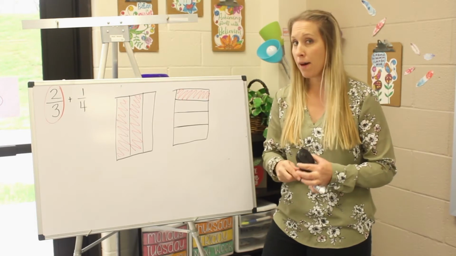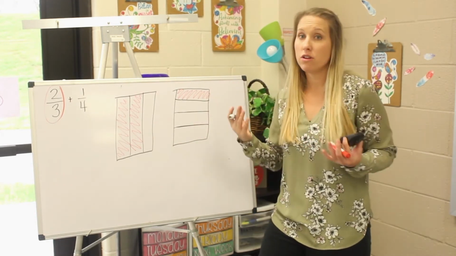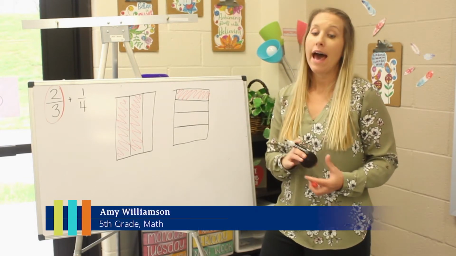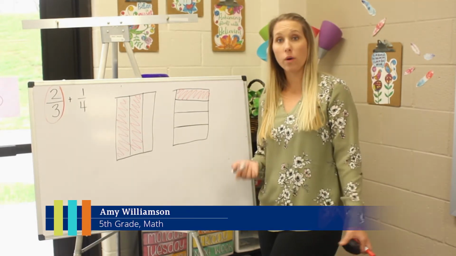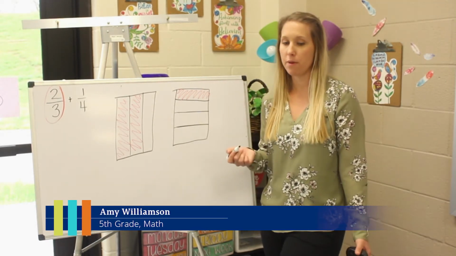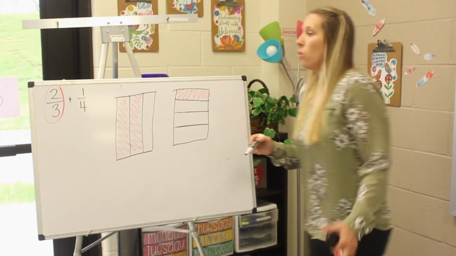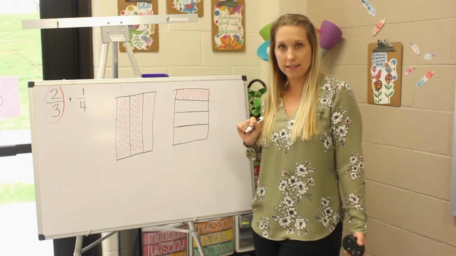Remember, it is not possible for me to take this piece and move it here because they're not the same size pieces. So I have to ask myself, how can I get the same size pieces? Or how can we get a like denominator? I want you to jot down for a moment. I want you to take some private think time. What do you think that you could do to get equal size pieces?